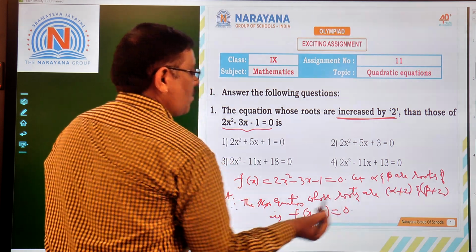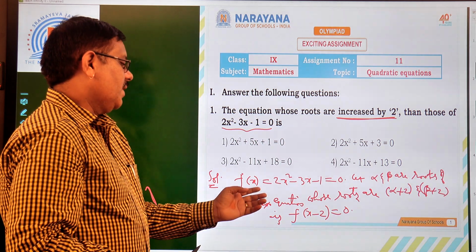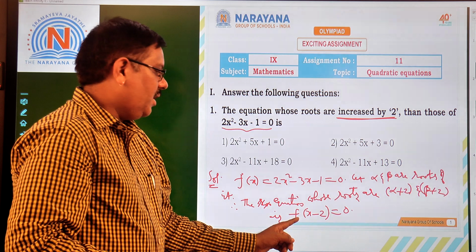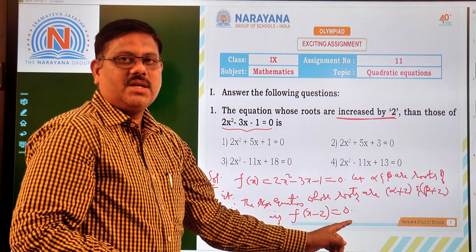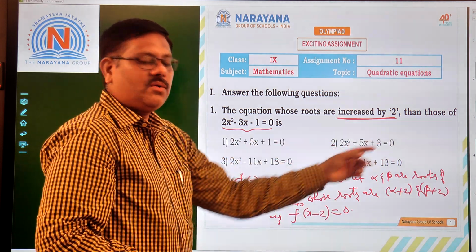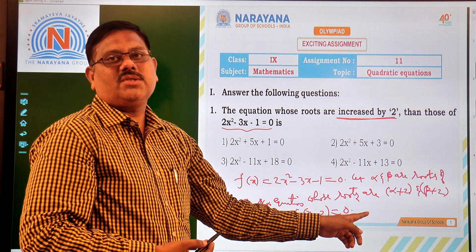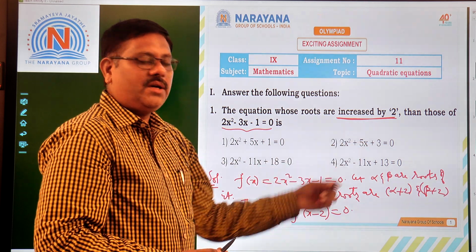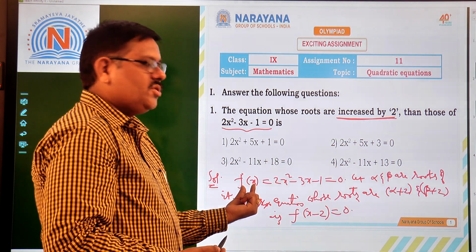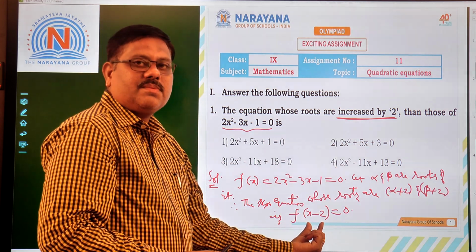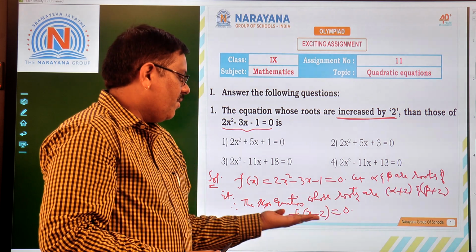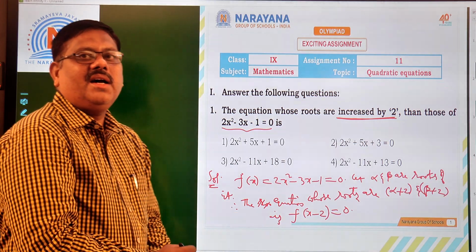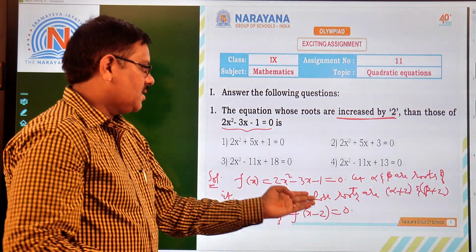The equation whose roots are alpha plus 2 and beta plus 2 is f of x minus 2 is equal to 0. As a property you have learnt already, whenever the roots are increased by 2, the equation changes to be f of x minus 2 is equal to 0. If the roots are decreased by 2, f of x plus 2 is equal to 0 is the resultant answer. Okay, here we are given that they are increased by 2. So f(x) is equal to 0 changes to be f of x minus 2 is equal to 0. So if you find out f of x minus 2, that is the required equation for us. Okay, now let us try to solve this.